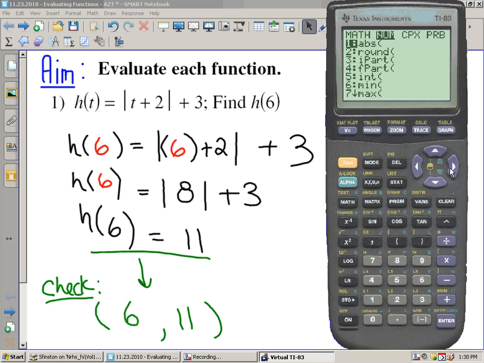Math, number, absolute. X plus 2, you don't have to put the t. X plus 2 is just fine, plus 3. Then you go into your table of values. And we want to scroll down, and yeah, at 6, it's 11. We're good.